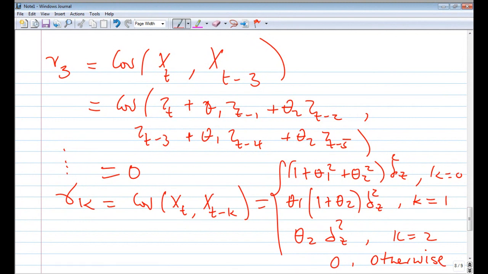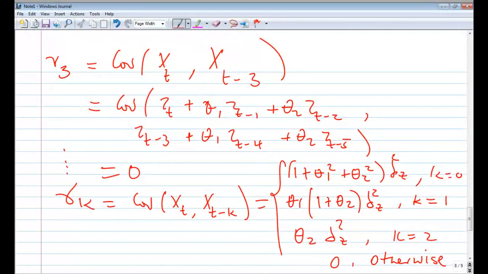From the autocovariance function, you calculate the autocorrelation functions. But immediately when you get the autocovariance function, it will be simpler for you to find the autocorrelation functions. So any question before we go to autocorrelation functions?